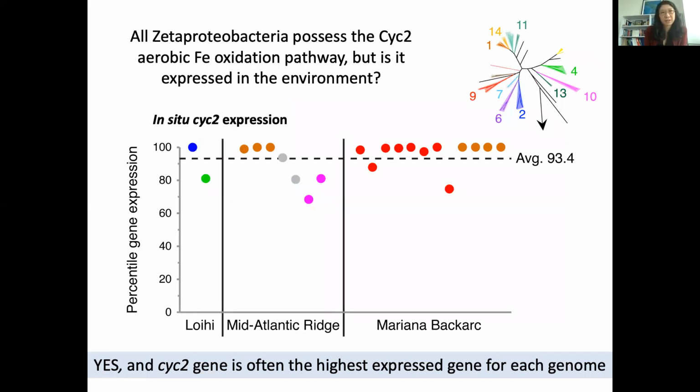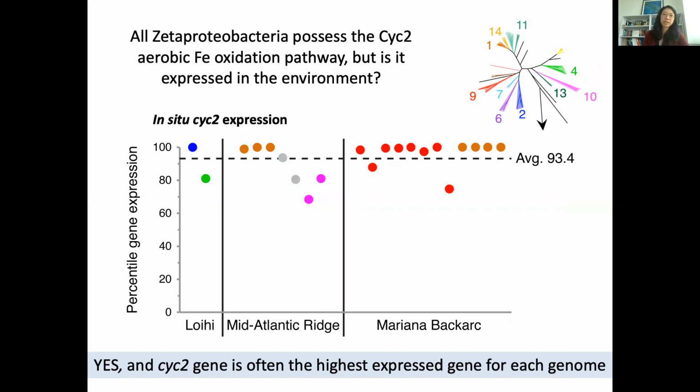All right, so they have the gene. What happens next? Because we do genome-resolved transcriptomics, we're able to see the level of expression of the CYC2 gene. We would posit that if it's important in this iron-oxidizing environment, in these hydrothermal vents where there's basically nothing else to eat, it should be fairly highly expressed.